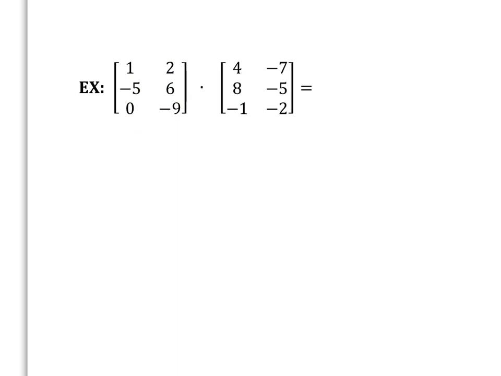This last example here, let's see if we can multiply. So again, we always start by mentioning the dimensions. So this first one, I have a 3 by 2, okay, 3 rows, 2 columns. The second one, I also have a 3 by 2. So I box these middle ones, and what do we notice? They do not match. So we cannot do it. This product does not exist.